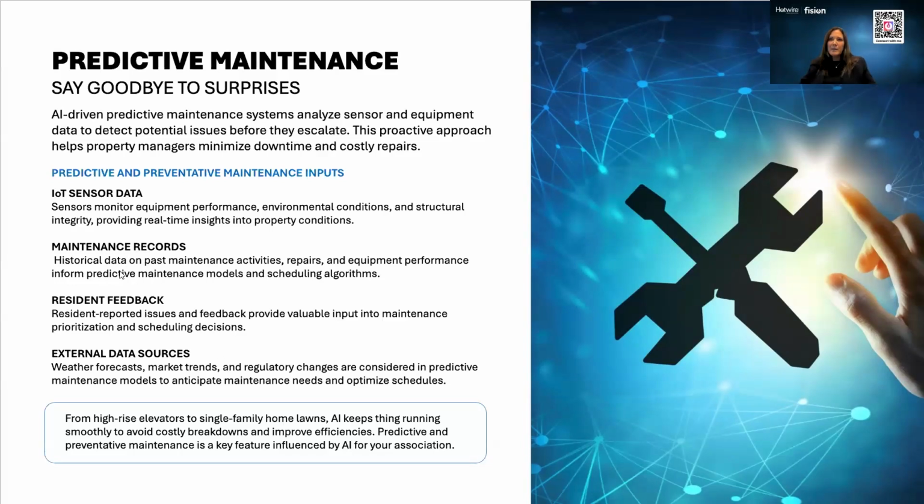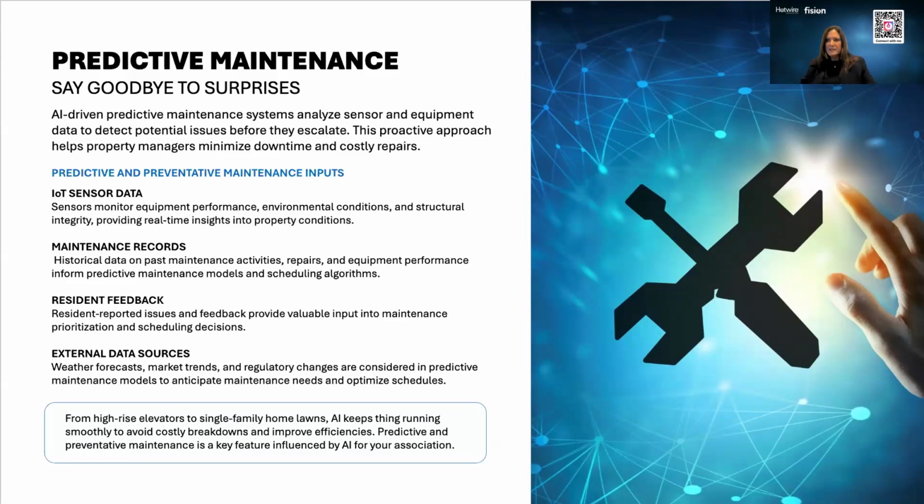You can also maintain the data on any past maintenance activities or repairs and equipment performance, and it will also help you with an algorithm in the scheduling of your maintenance. And then resident reported issues and feedback provide valuable input into maintenance prioritization and scheduling decisions, which is also part of predictive maintenance. And then weather forecasts, market trends, and regulatory changes are considered in predictive maintenance models to anticipate maintenance needs and optimize schedules.